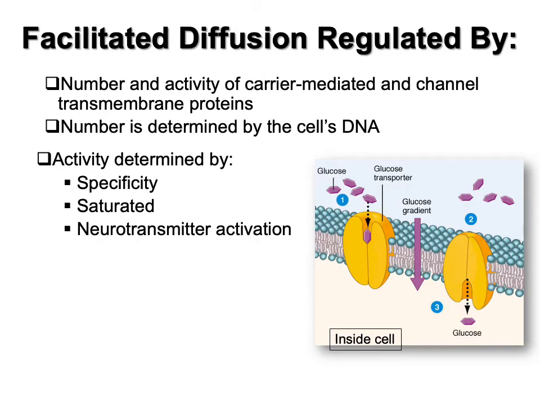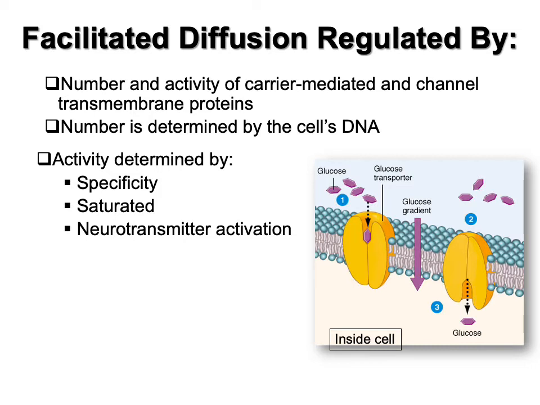Facilitated diffusion is regulated by the activity and/or number of individual transmembrane proteins located within the cell's membrane. The cell's own DNA determines the number and type of transmembrane proteins it produces. The activity of these transmembrane proteins is determined by specificity. Each protein is designed to allow transport for specific molecules such as amino acids or potassium ions, for example.